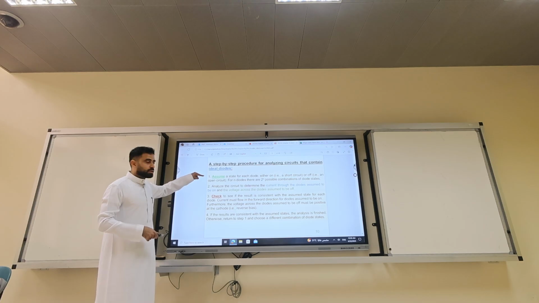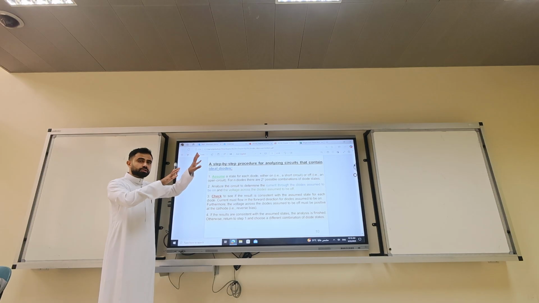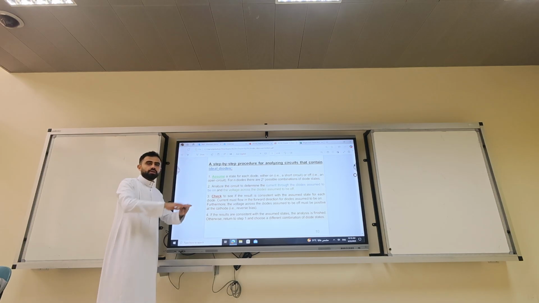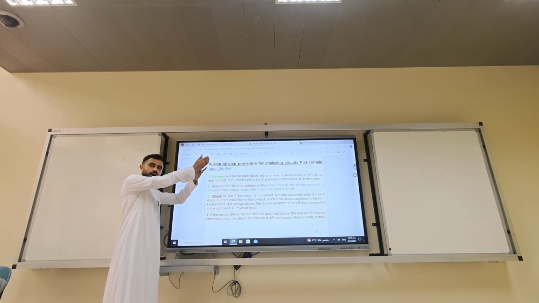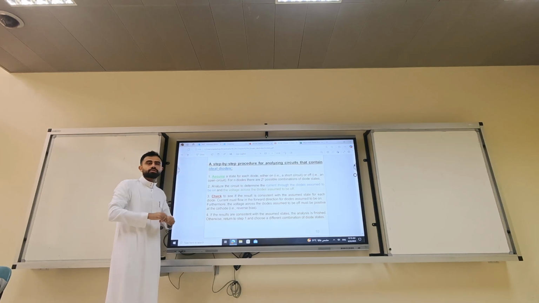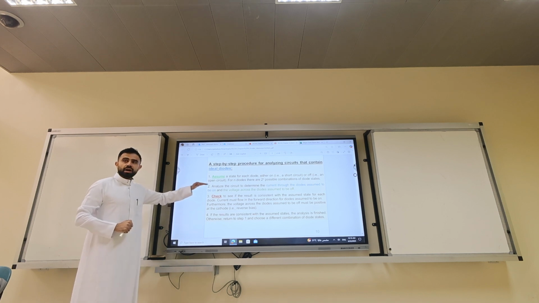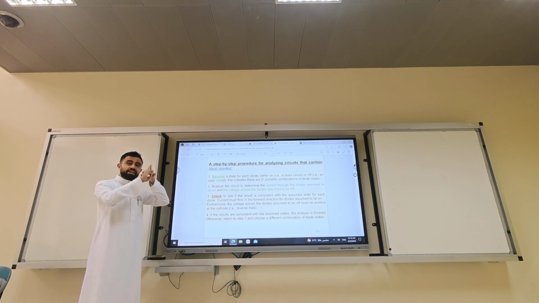Assume status. And I told you a smart way to guess. Look where the higher voltage is. If the diode's anode is closer to the higher voltage, assume it's on. If the diode is reversed, with the cathode closer to the higher voltage, assume it's off. Then analyze. Once you analyze, you come up with VD and ID. If you have two diodes, VD1, VD2, ID1, ID2.